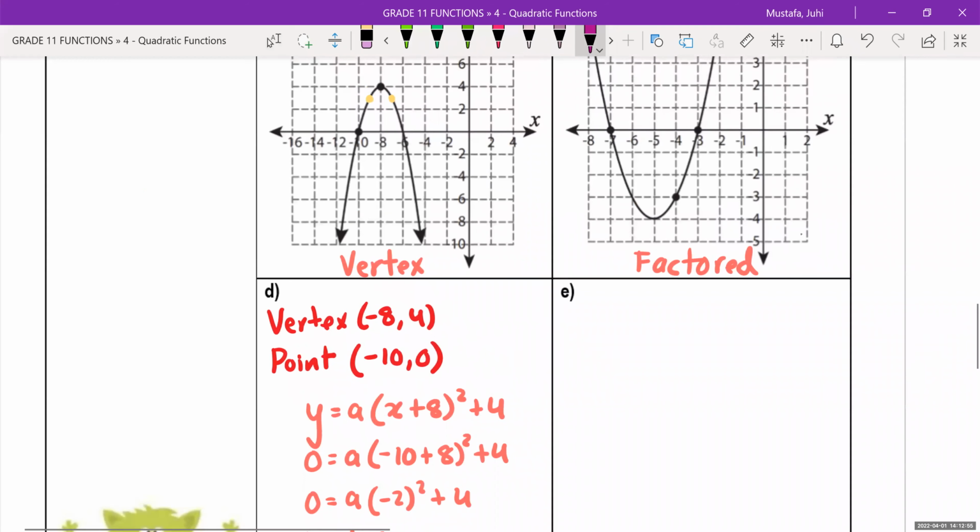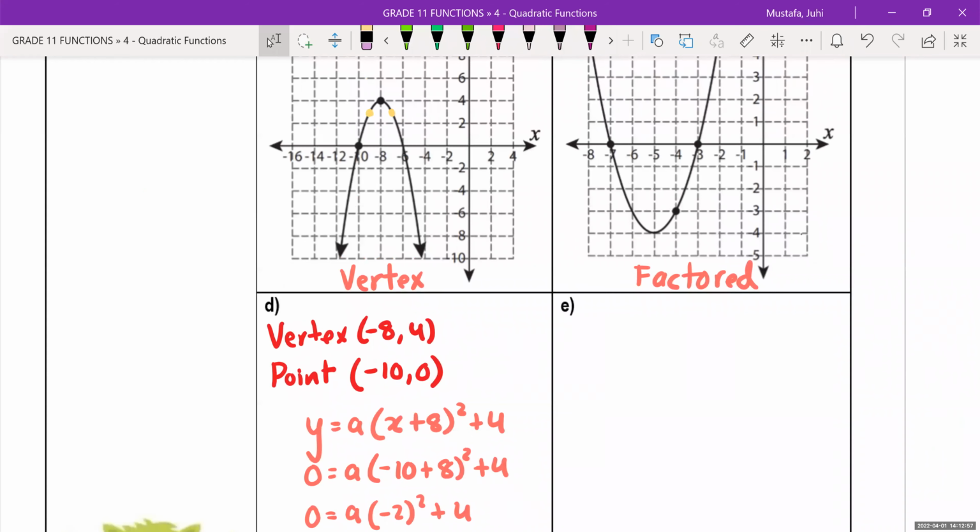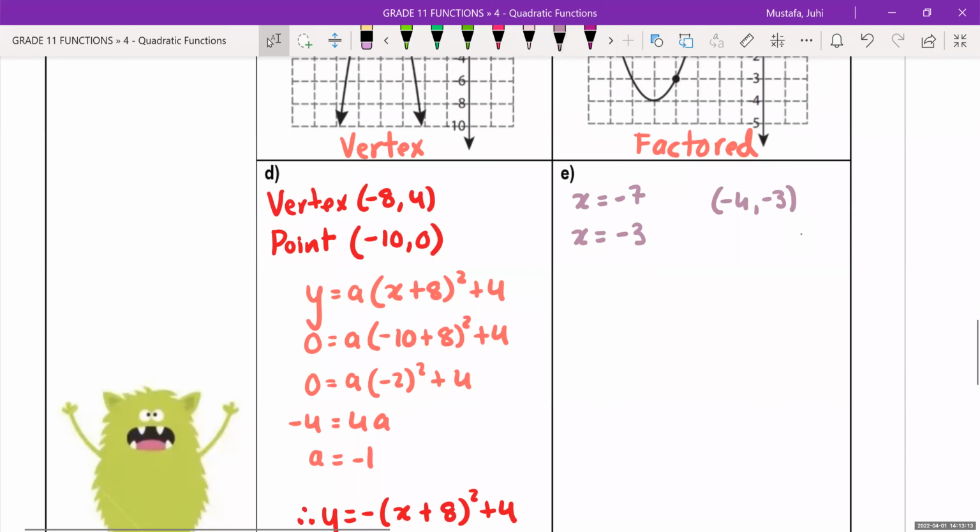Okay, so I will go through this again with you guys. We have our x-intercepts. One is x is equal to -7, and the other one is x is equal to -3. And the point that I have on the graph is (-4, -3). So I'm going to write y is equal to a(x + 7)(x + 3). This is going to be -3 is equal to a(-4 + 7)(-4 + 3).